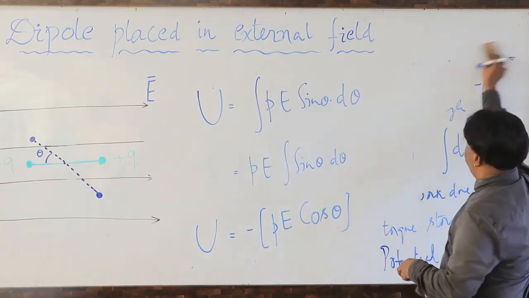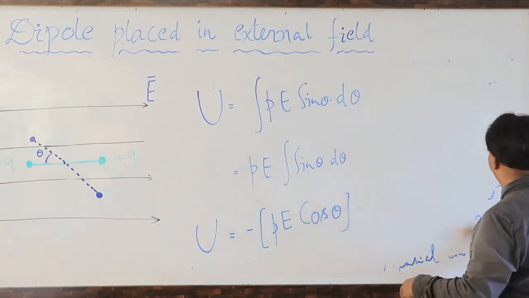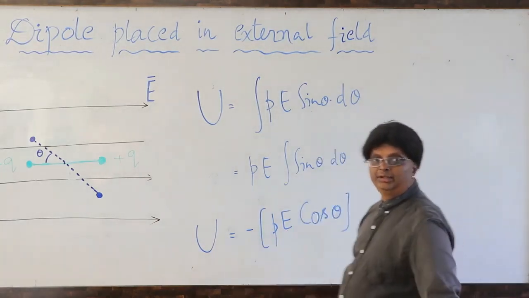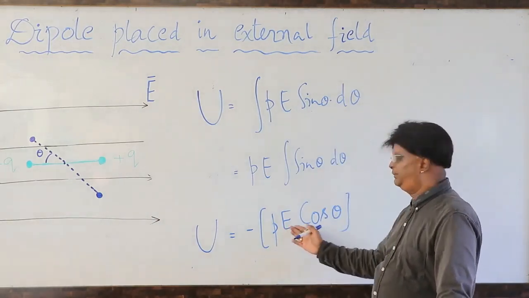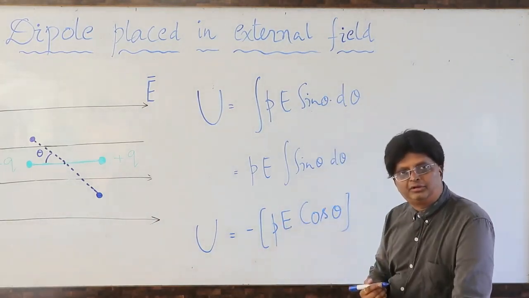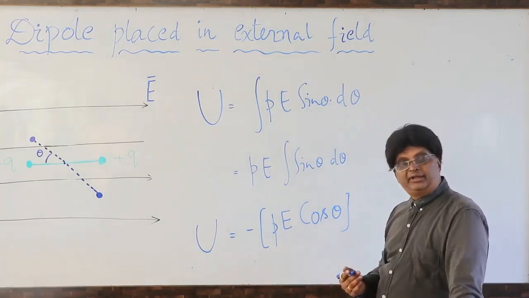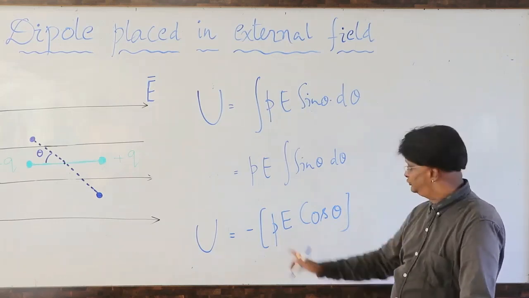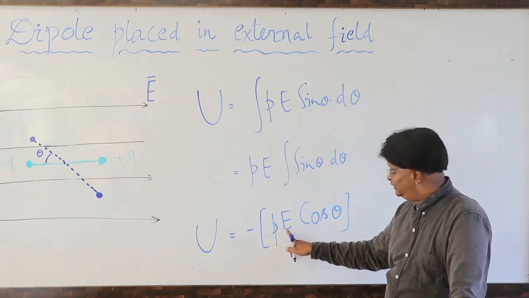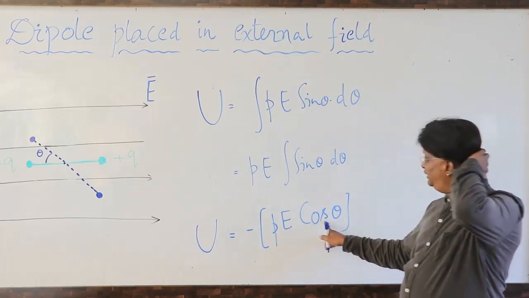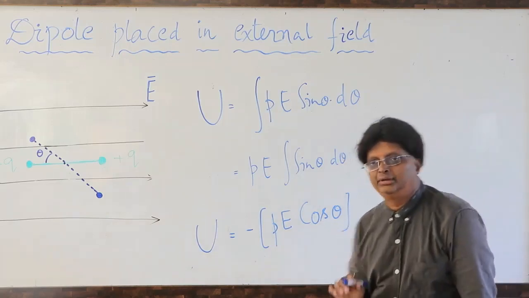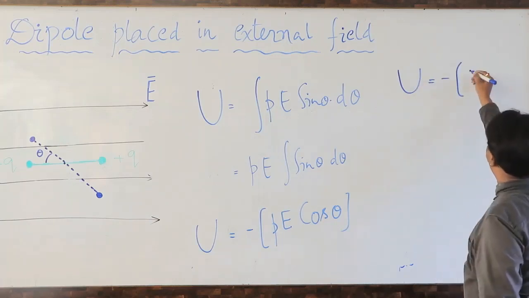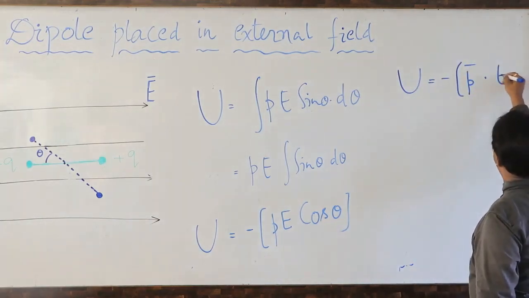Now, this U is equal to minus P E cos theta. This is what is potential energy. Look at this. This is in the form A B cos theta. Once again, our knowledge or understanding of vectors. We said A B cos theta is the dot product of A bar and B bar. Here also, dipole moment is a vector, field is a vector. Therefore, this P E cos theta term means that U, the potential energy U is equal to negative of p bar dot E bar.